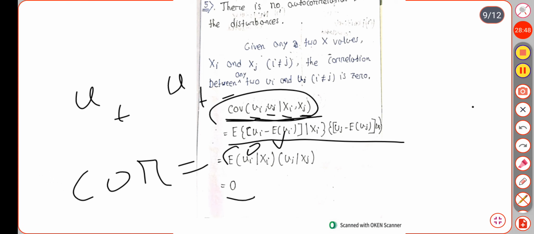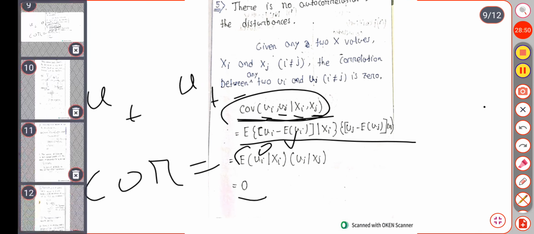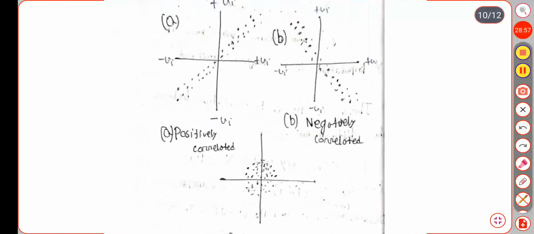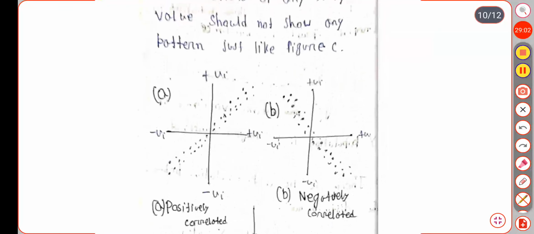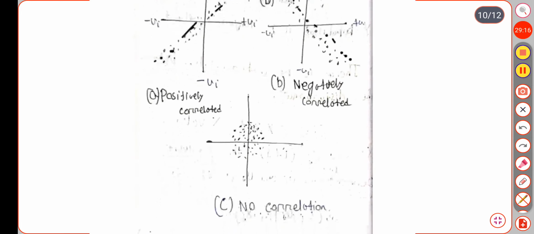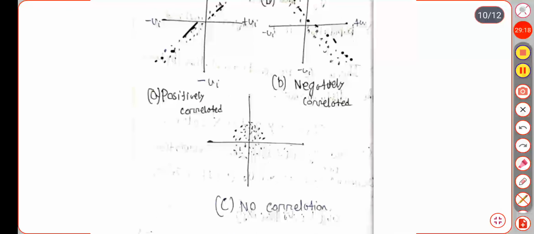Now we are going to the next assumption. This is the concept of correlation. You can see from here that if the error terms are positively correlated, then this type of graph will be shown, and if they are negatively correlated, then this type of graph will be shown. For no correlation, this type of graph will be shown.